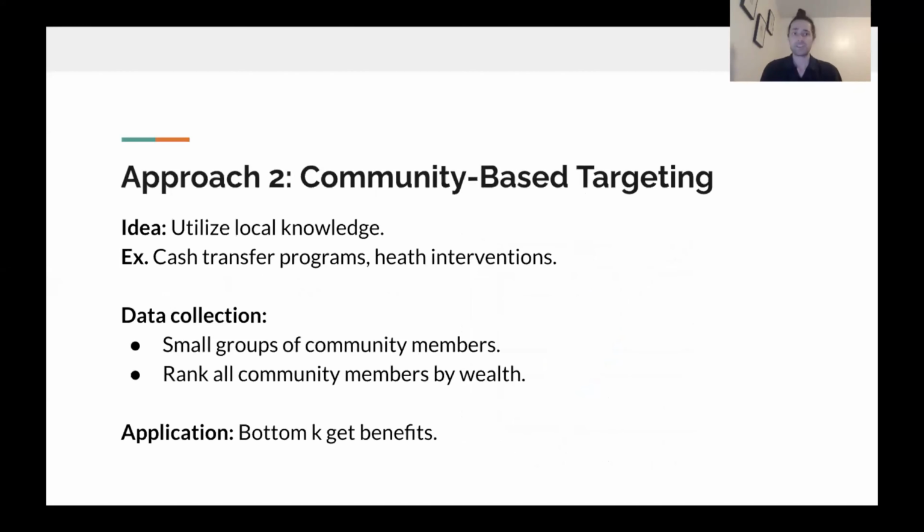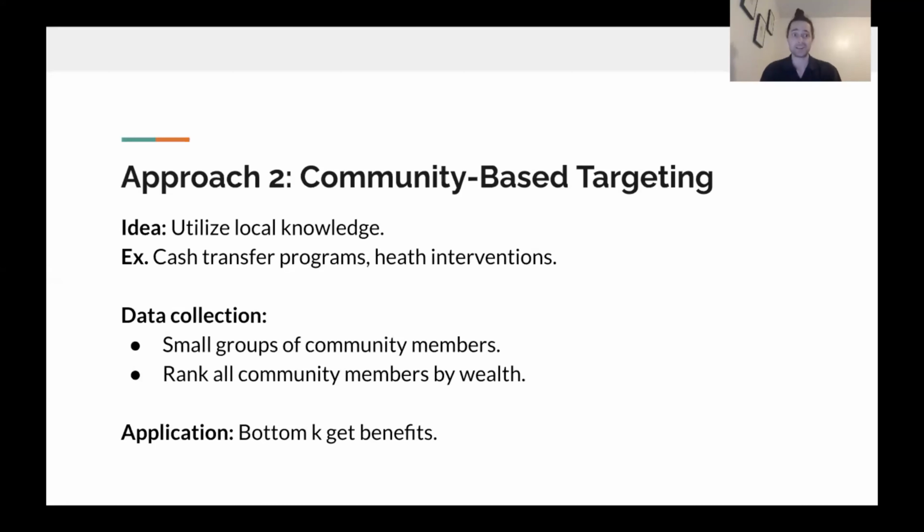The second standard approach to targeting is community-based targeting. So instead of training a statistical model, you're going to utilize local knowledge, what people know about their neighbors. This is also used in lots of cash transfer programs. And because it's less infrastructure intensive than proxy means testing, it's also used for a lot of smaller scale health interventions. And the way it works is the following.